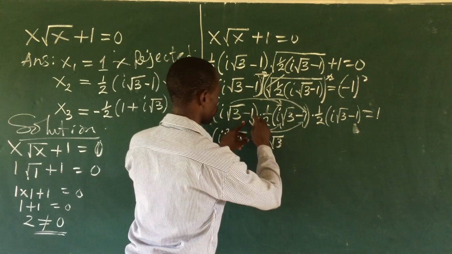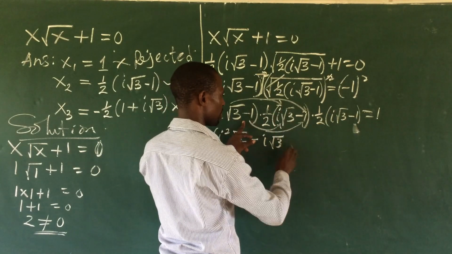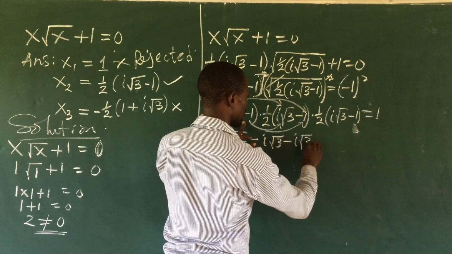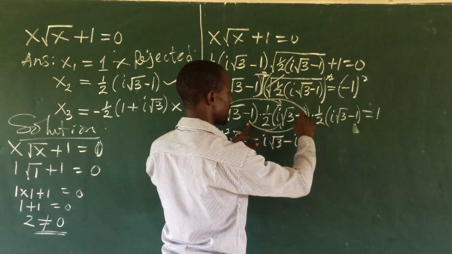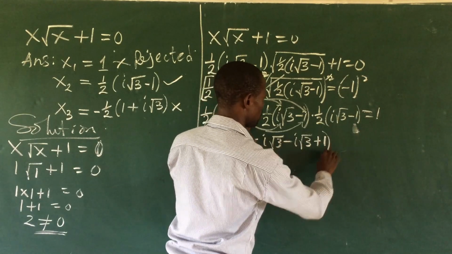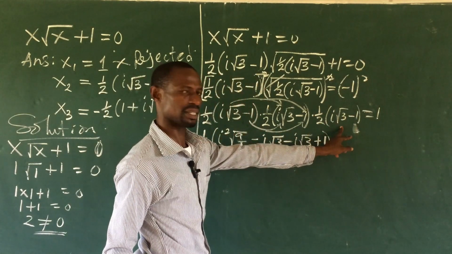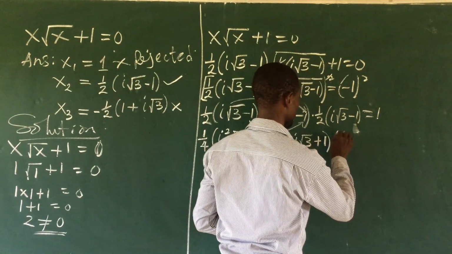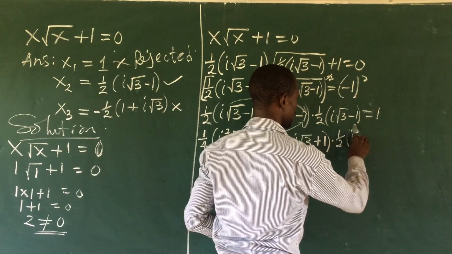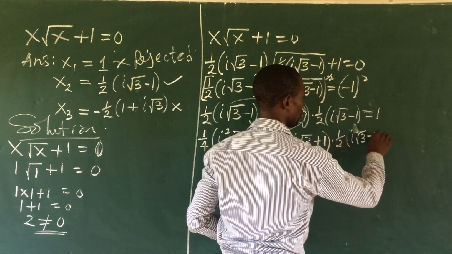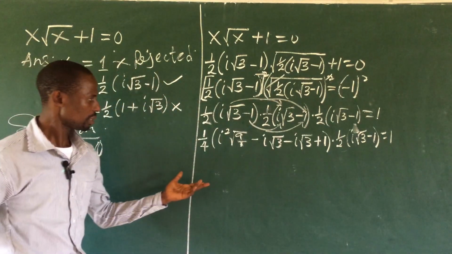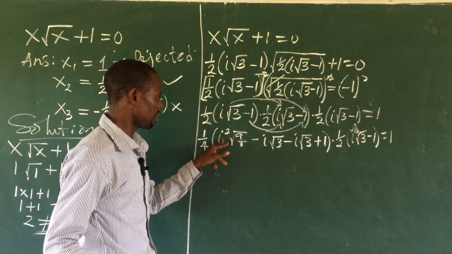Then we come to this minus 1. Minus 1 times your i root 3 will give us here minus your i root 3. Then minus 1 times minus 1 will give us plus 1. Okay, close bracket. Meanwhile, we still have this on this other side. And so we have here 1 all over 2 bracket your i root 3 minus 1 close bracket equal to positive 1. Good.